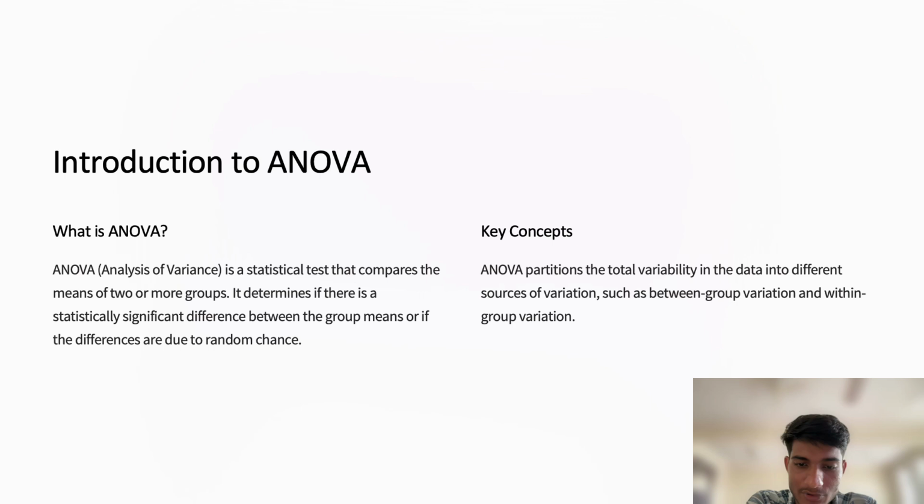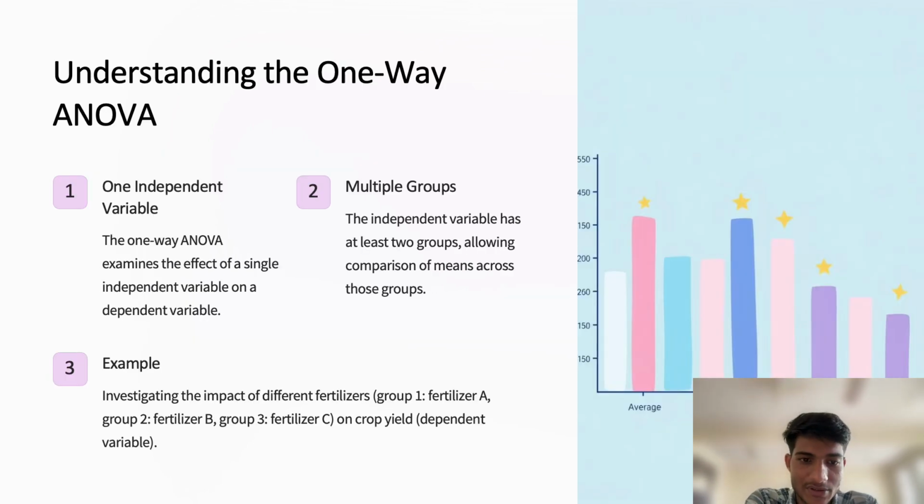Key concepts of ANOVA. In this we will discuss ANOVA partitions, like the total variation in the data into different sources of variation, such as between group variation and within group variation. Here we'll understand the one-way ANOVA technique: number one, independent variable; number two, multiple groups; number three, an example of ANOVA.